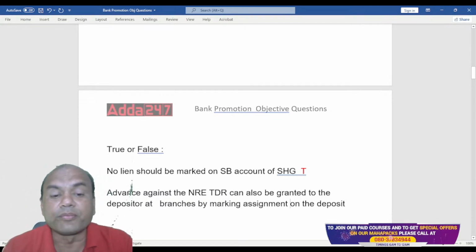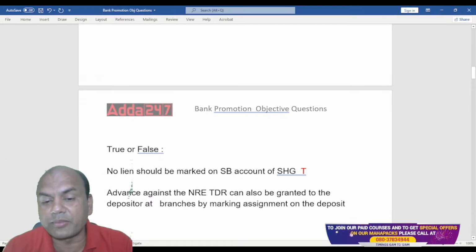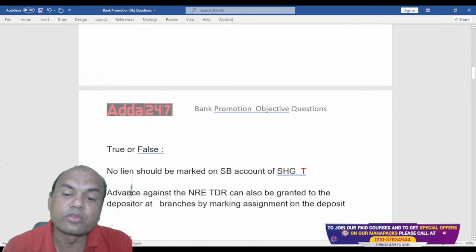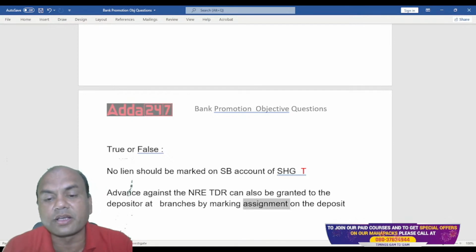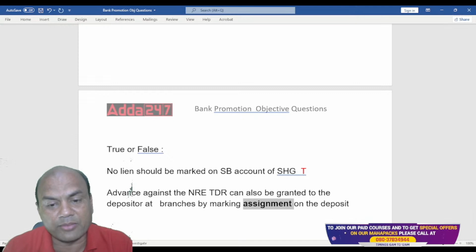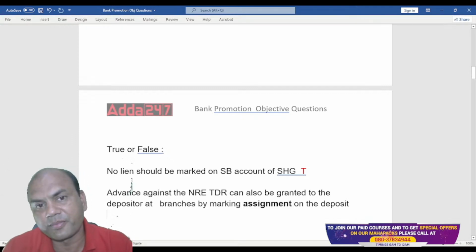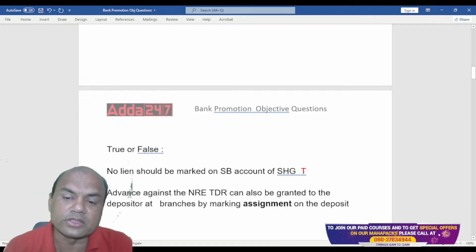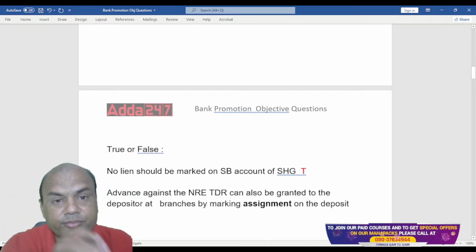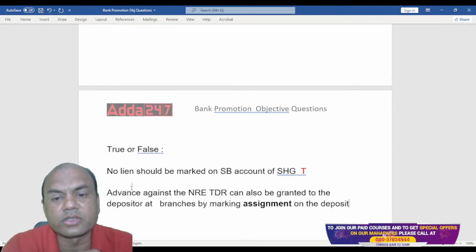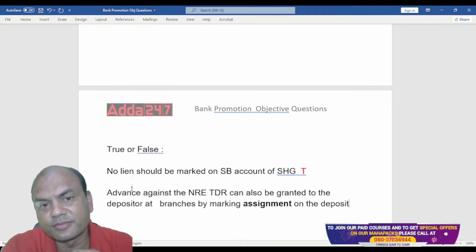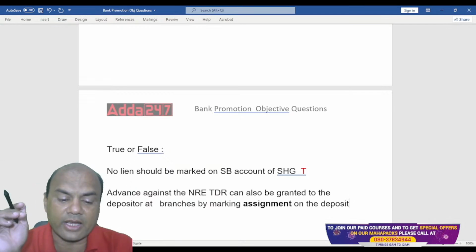Advance against NRE TDR can be granted to depositors at branches by marking assignment on this deposit. Whenever I give this FDOD on NRE, the real crux of the problem is this word, assignment. Should I mark assignment over here or something else? First answer me, true or false, by marking assignment. It is false. Correct.